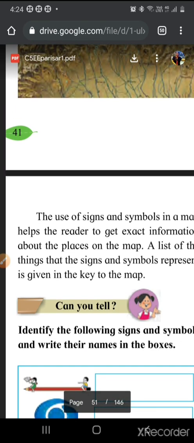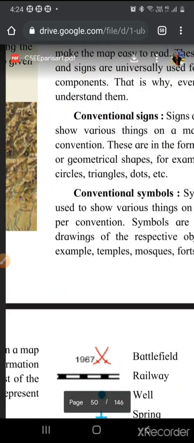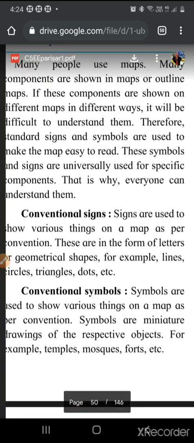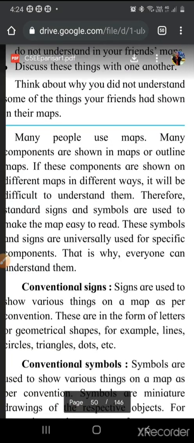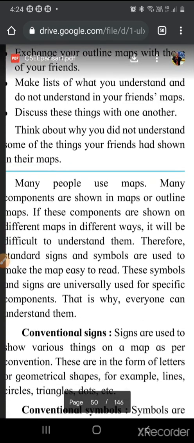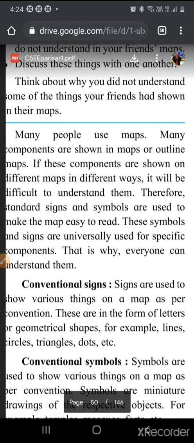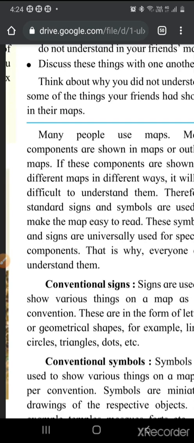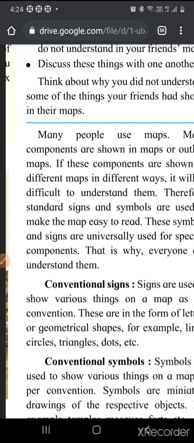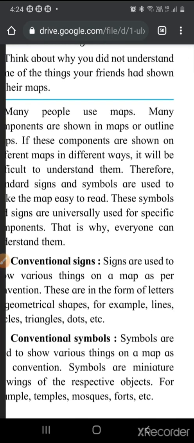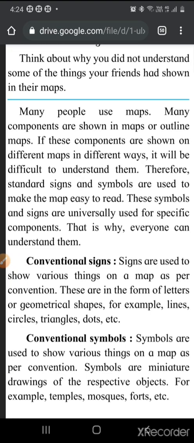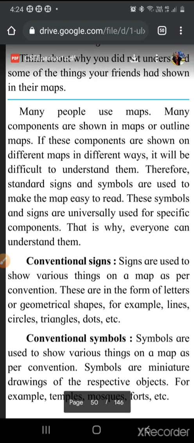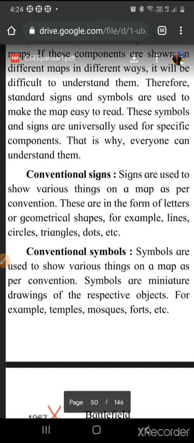Now they have also shown us here the definition of signs and symbols. What are signs and what are symbols? Conventional signs. Signs are used to show various things on a map as per convention. These are in the form of letters or geometrical shapes. For example, lines, circles, triangles, dots, etc. So these are the signs used, and these signs are universal everywhere.